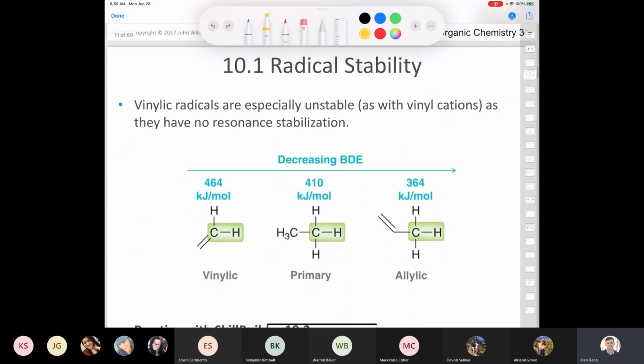Now, in terms of unstable radicals, bonds that have high bond dissociation energies, that would be something like a vinylic carbon-hydrogen bond. You can see the bond dissociation energy is really high, 464 kilojoules per mole. It's higher than a primary. It's higher than an allylic. Why is that? Because you end up with something that has no resonance stabilization. In fact, it's pretty unstable.